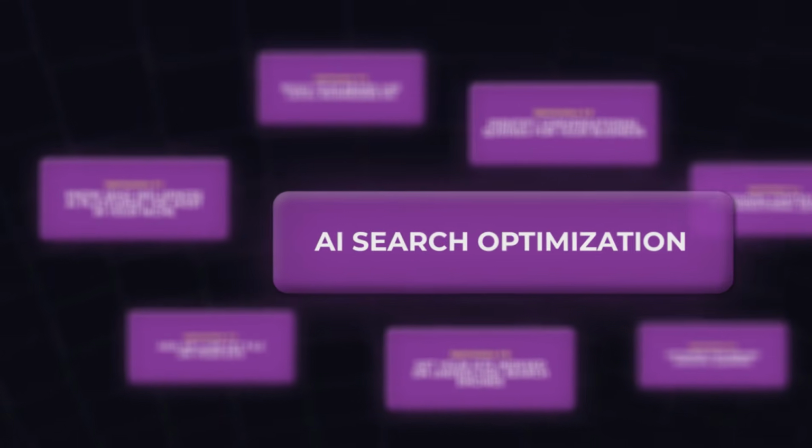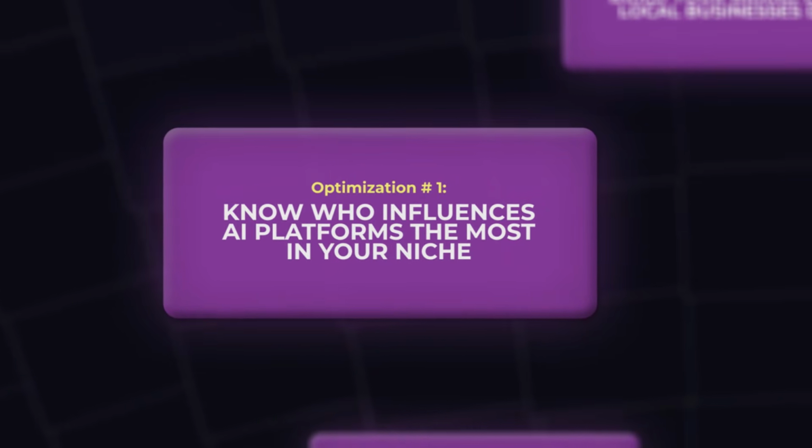There are 7 things you can do to optimize your brand or website for AI search platforms, so let's start with the first. If you know which group of people, brands, and websites influence AI the most in your niche, you can align with them, collaborate, and position yourself alongside their authority. But the problem is, how? How would you know what sites are influencing the AI platforms?